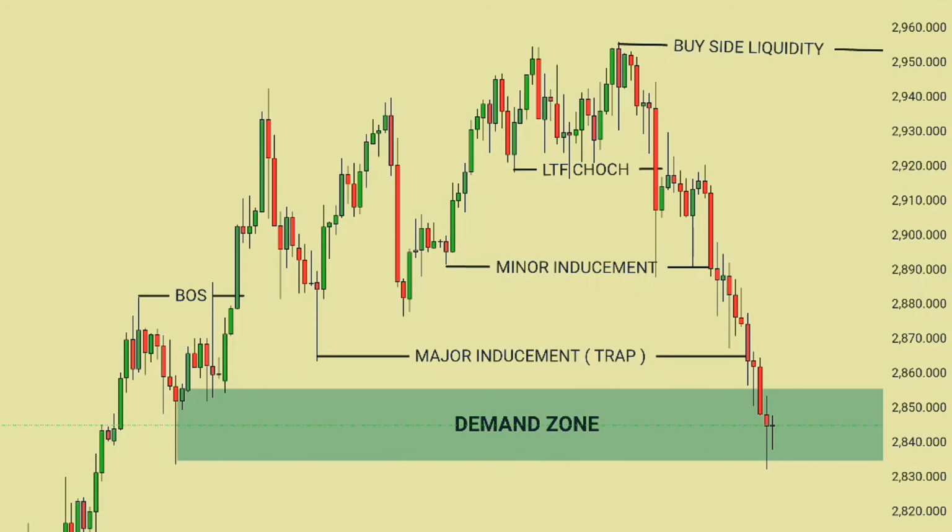This is why we target buy-side liquidity instead of exiting randomly. The chart clearly shows where price is likely to deliver. Liquidity above the highs becomes the magnet for the final move. After major inducement is complete and price begins to move upward with strength, we prepare for execution. At this stage, liquidity below has already been taken. The market has removed weak buyers and trapped sellers. Structure on the higher time frame is bullish, and the lower time frame confirms a shift.